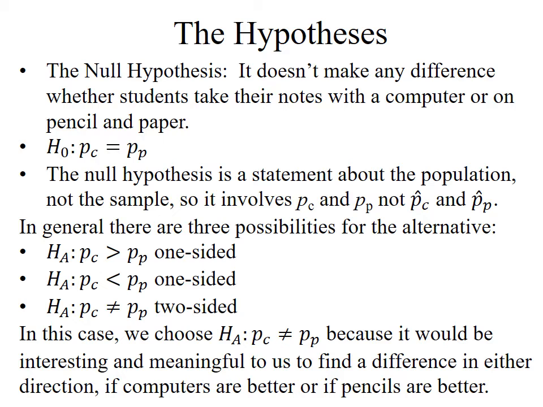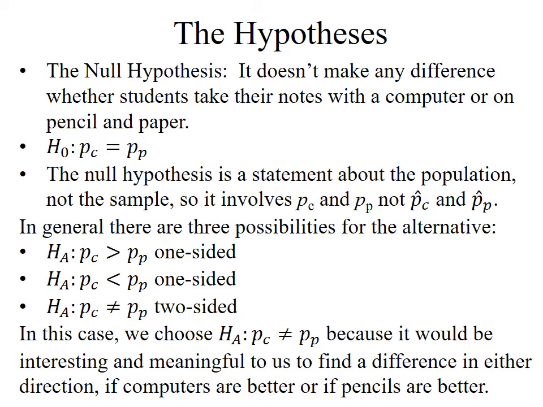The null hypothesis would say, in this case, it doesn't make any difference one way or another whether you take your notes on a computer or on pencil and paper; the average proportion of students who get an A or a B is going to be the same either way. Remember, this is a statement about the populations in question, not the sample. So the null and alternative hypotheses are always statements about P, not p-hats.